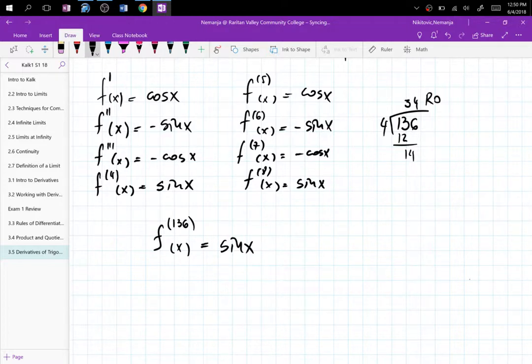Remainder 0, this is where the remainder is 0. This is remainder 1. When you divide by 4, 1 is left over for 5. When you divide by 4, 2 are left over for 6. 3 are left over for 7. And 0 remainder for 8. So if the number divides evenly, that falls into this category.